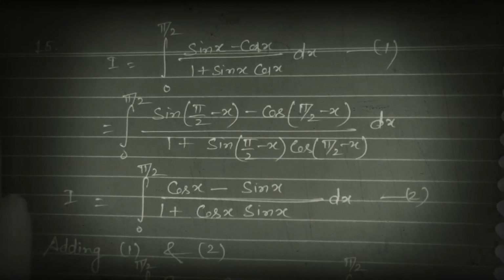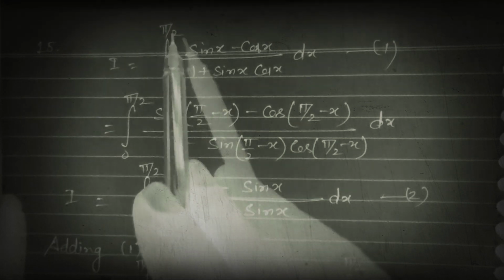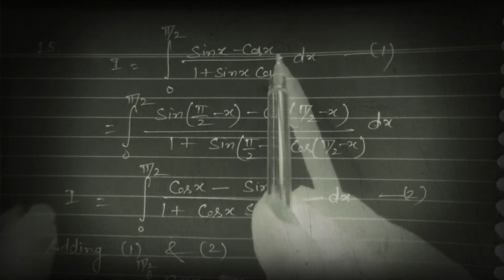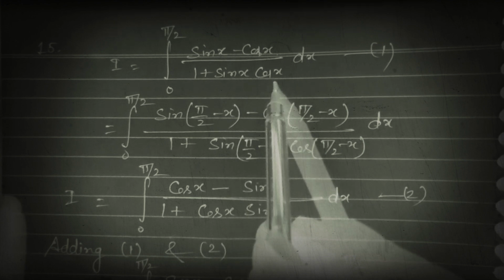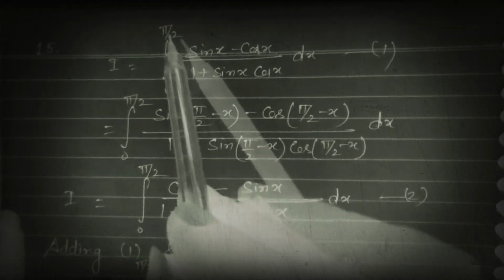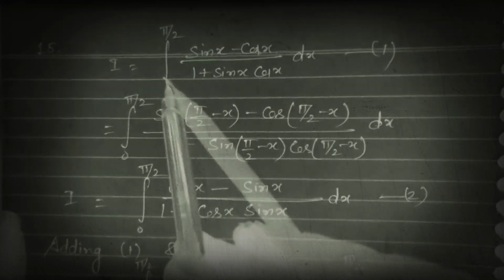Now look at question number 15. Limit is 0 to pi by 2, sin x minus cos x upon 1 plus sin x cos x. Here limit is 0 to a, 0 to pi by 2.